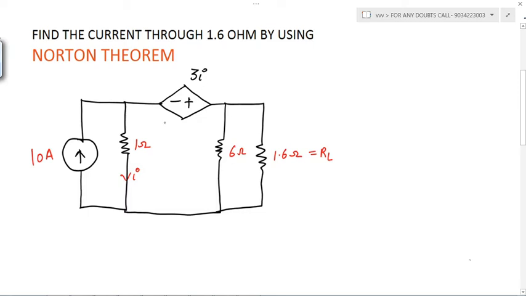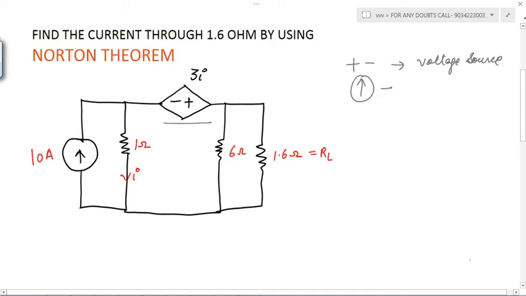Okay, this is a dependent source and in this they have given the sign of plus minus. As you know, plus minus means it is a voltage source, right? And if an arrow is given, then that is a current source. So in this case plus minus is given, so it is a voltage source, but its value depends on current because it is current dependent. 3I means it depends on current.